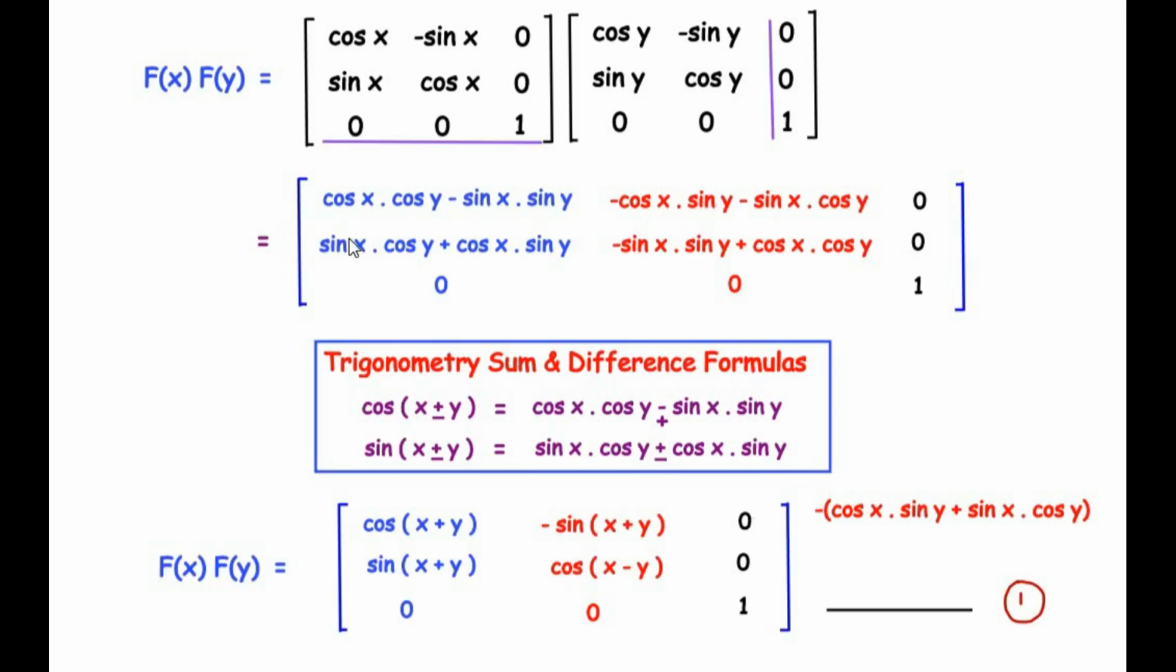Now for the first element of the second row, again it represents sin of x plus y. Now for this element, it is going to represent this identity, that is cos x cos y minus sin x sin y, giving us cos of x plus y. Now this remains as 0, and the last row also remains the same. So this is the representation of f x times f y, and let us consider this as our equation 1.